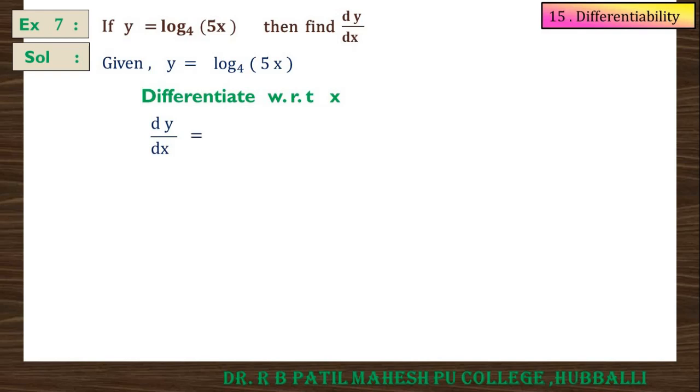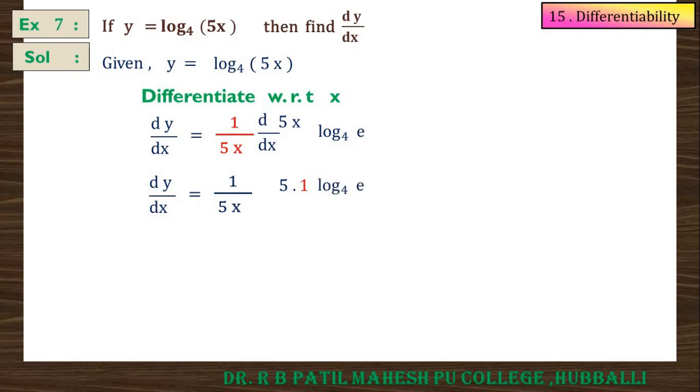dy by dx is equal to, now follow the log f of x, as the base is e, we follow in the same way. You differentiate log f of x: 1 upon 5x into d by dx of 5x, that is a logarithmic composite. After that, what we have to multiply to the answer is log e to the base 4. Otherwise you can take 1 upon log 4 and multiply that. So next step, the derivative of 5x is 5 into 1, and log e to the base 4 as it is.